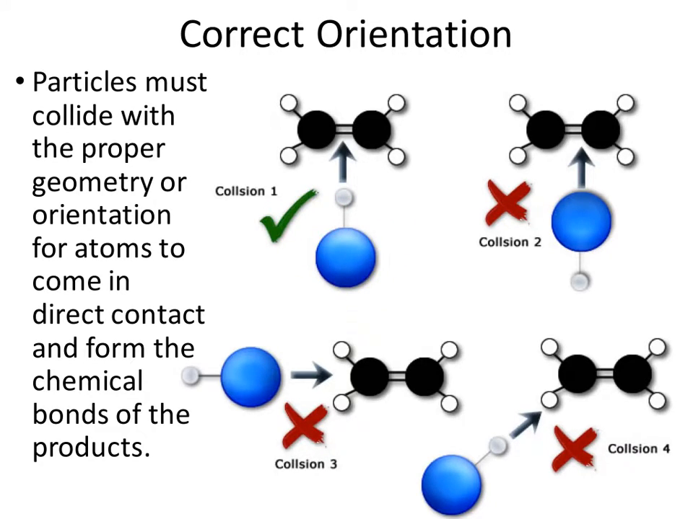Now, for this reaction to happen, this hydrogen has to approach this double bond. Now, once again, it has to hit in this correct orientation and with enough energy to overcome the activation energy. But this is the orientation that it requires. If you had this orientation, no go. This orientation, no go. This orientation, no go. You have to hit this double bond, and you have to hit it with the hydrogen.